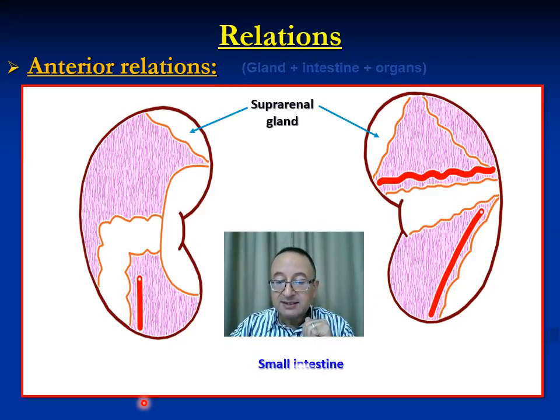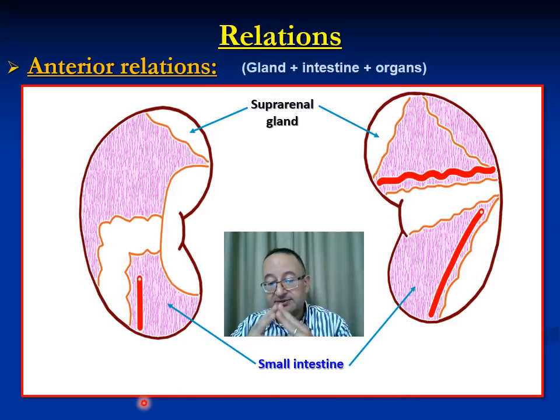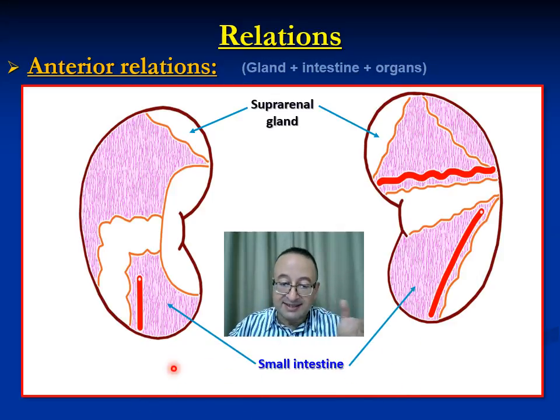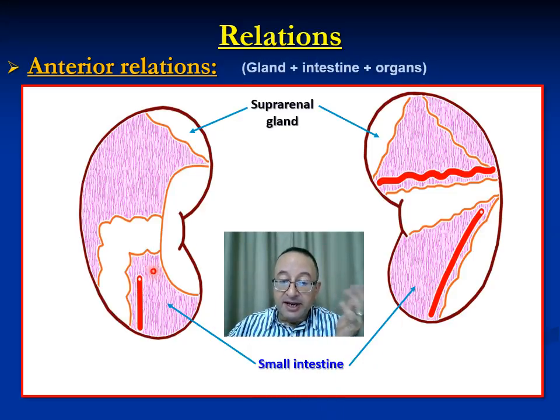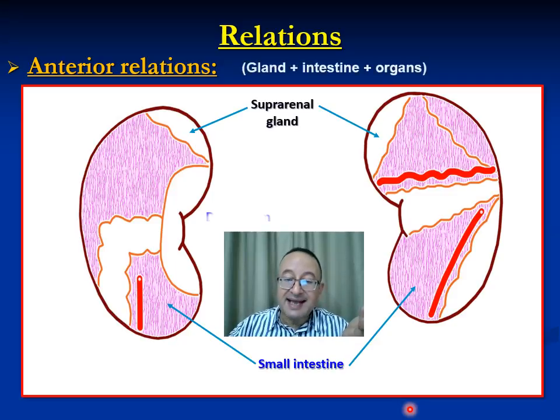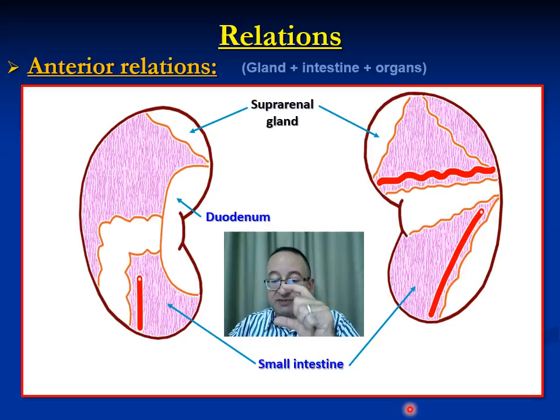The lower medial part is related to small intestine. But on the right side, in addition, it has the ascending branch of the right colic artery, and on the left side there is also the ascending branch of the left colic artery. Is there any remaining intestine on the right side? Yes, I have. The second part of the duodenum. You know, the duodenum is a C-shaped curvature.